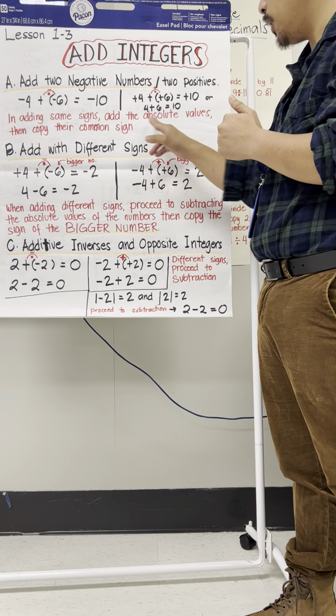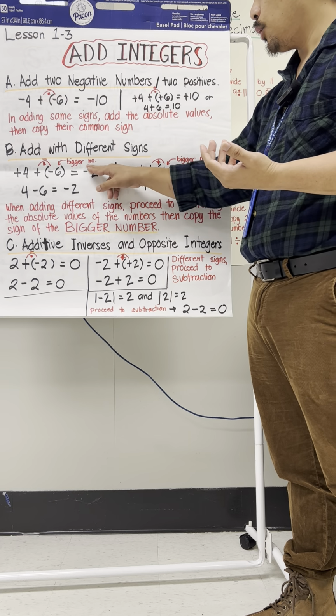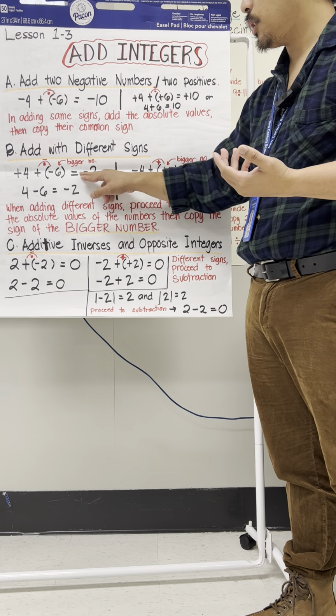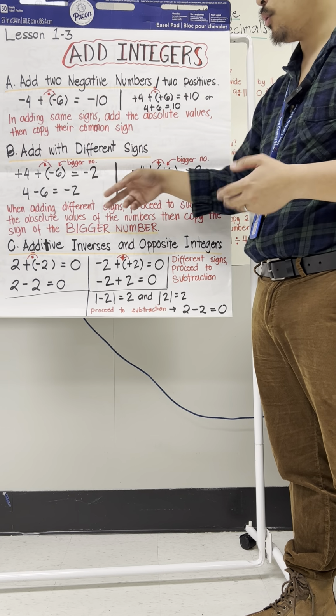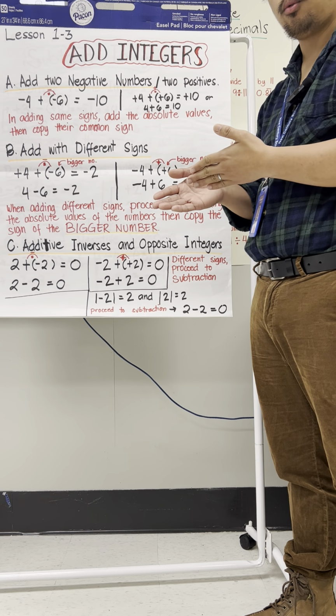But it says that when they are holding different signs, you're going to proceed to subtraction. So therefore, 6 minus 4 is equal to 2. So 2, then you are going to copy the sign of the bigger number, which is the -6. So therefore, our answer will be a -2. 4 minus 6 will be a -2.